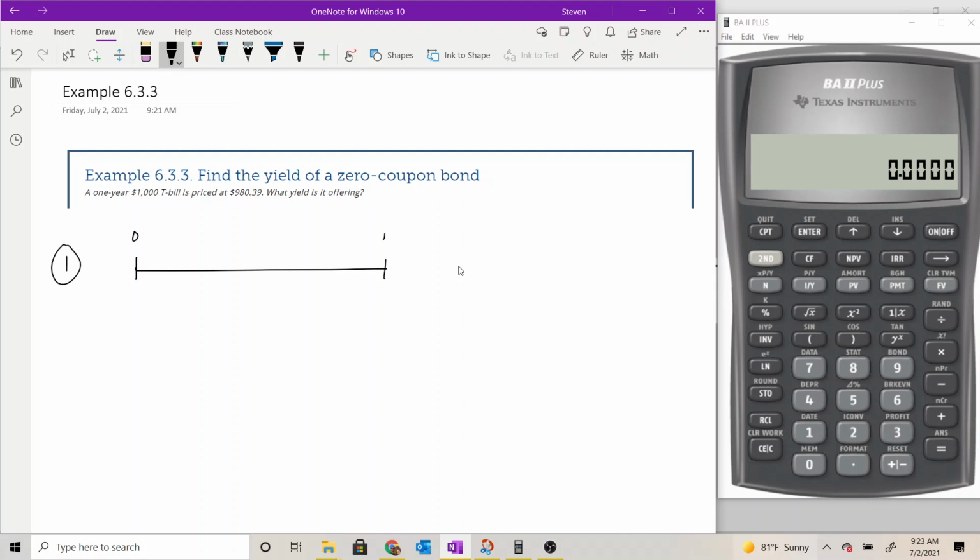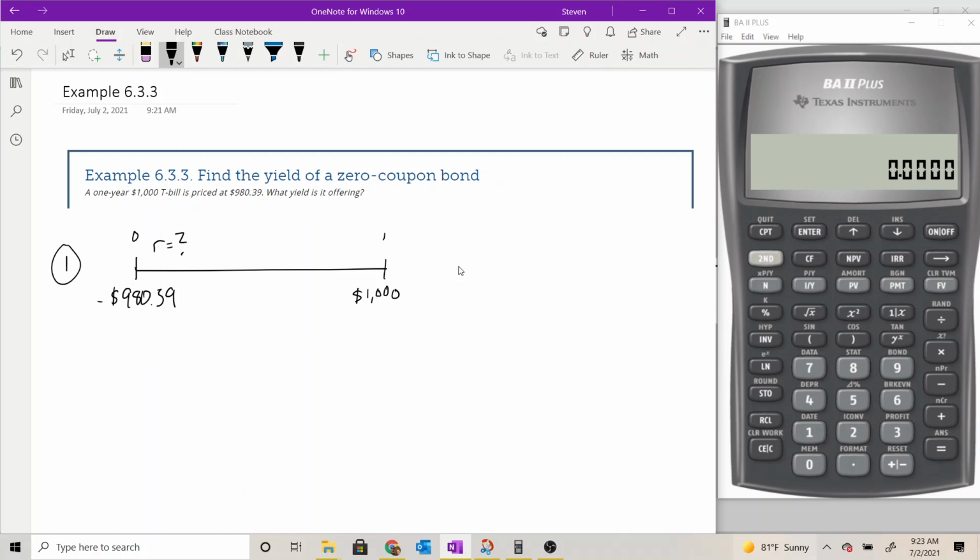It says it is a 1-year $1,000 T-bill. That means it has 1 year left to maturity, and it has a face value of $1,000. And for a bond, the face value is what the investor gets paid at maturity. The price is what the investor pays in order to purchase the bond. So if we're looking at this from the investor's perspective, it would be a cash outflow of $980.39. And the question that we want to know is, what is the yield?